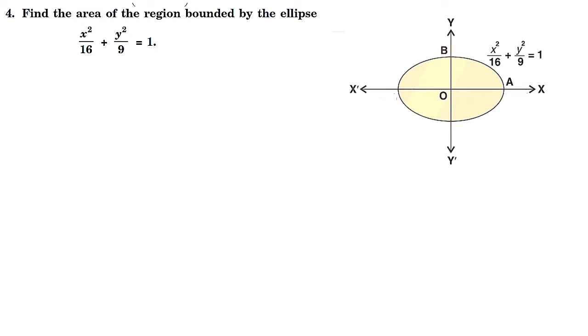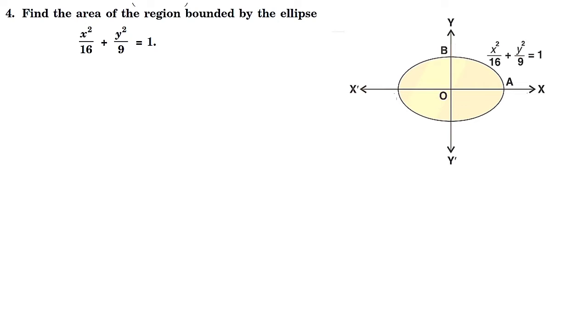Major axis x-axis means that the x-axis length will be more. So the ellipse will be covering more length along the x-axis. And when we compare the y-axis length, that will be comparatively lesser than this one. So the major axis is x-axis.